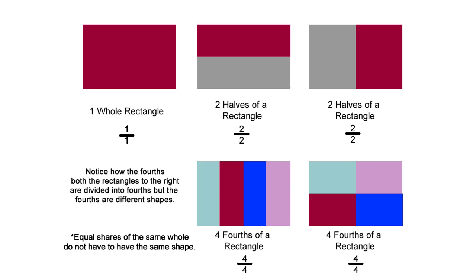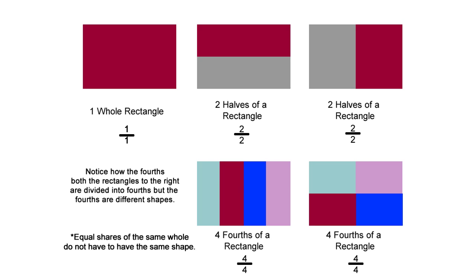Here's an example of a whole rectangle. Here are 2 halves of a rectangle, which is 2 out of 2. And here's another way of showing 2 halves of a rectangle. Equal shares of the same whole do not have to have the same shape.